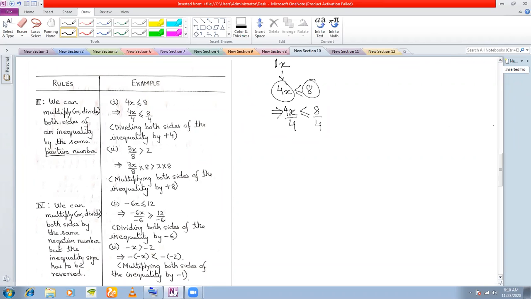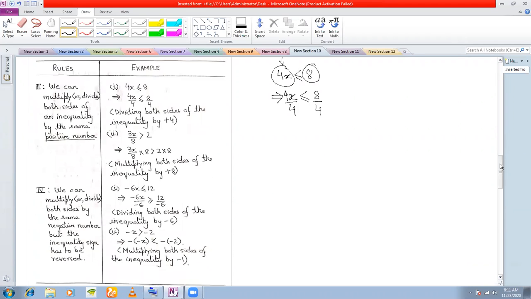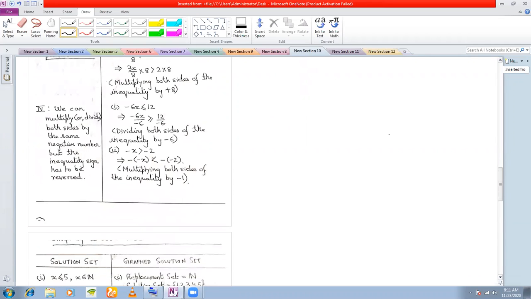That's why. Sir, we can directly write x is equal to 8 by 4. If you don't make any mistakes, you can write directly. You can do a lot of things directly if you don't make any mistakes. Okay. Next.